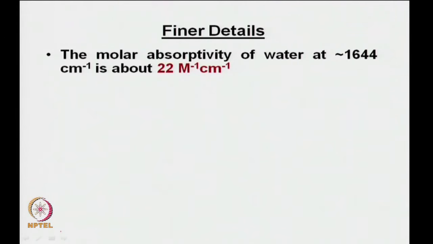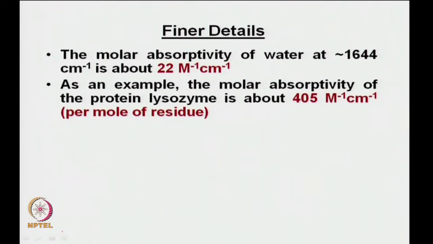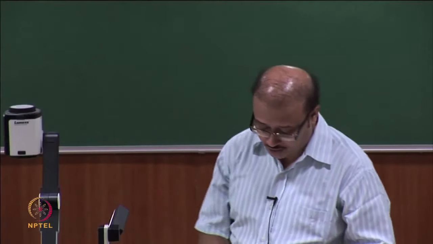Let us look at this real quick, and this is how we will end the class. The molar absorptivity at 1644 centimeter inverse is of the order of 22 mole inverse centimeter inverse. This is a molar absorptivity, right? Okay. Now, let us take an example. The molar absorptivity of the protein lysozyme is 405 mole inverse centimeter inverse. This is per mole of residue. Residue means amino acid, per mole of amino acid in lysozyme.